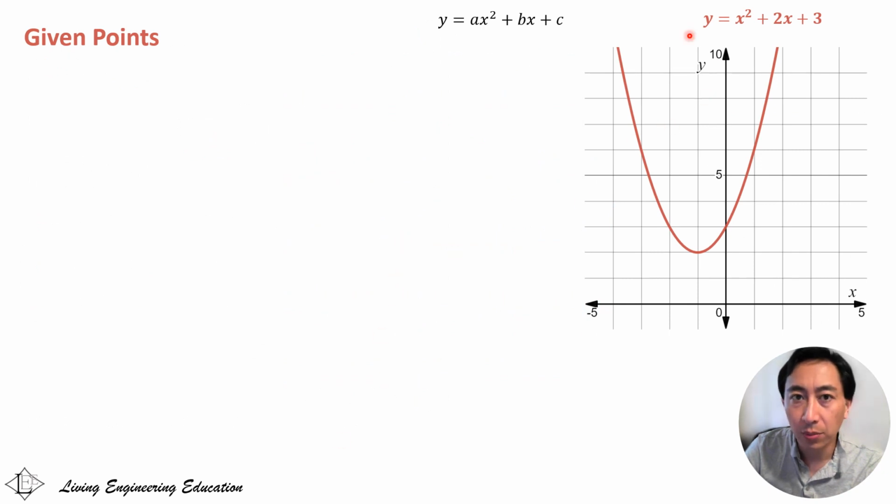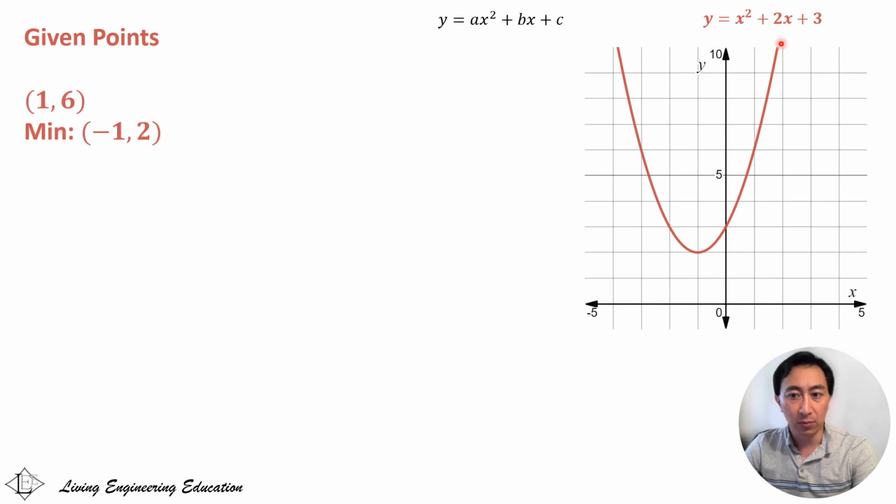Okay, so our current problem, I'm going to give you, just like in the last video, the final equation, just so you have something to reference, right? So our equation that we're trying to solve for is x squared plus 2x plus 3. Here's a graph of it. I'm going to give you the minimum point and some random point on it, right? So we have 1, 6 as my random point and negative 1, 2.